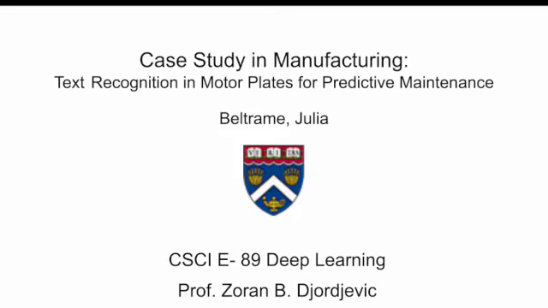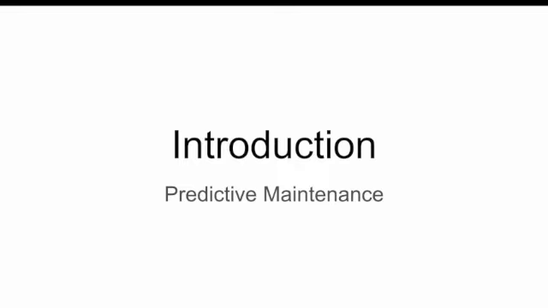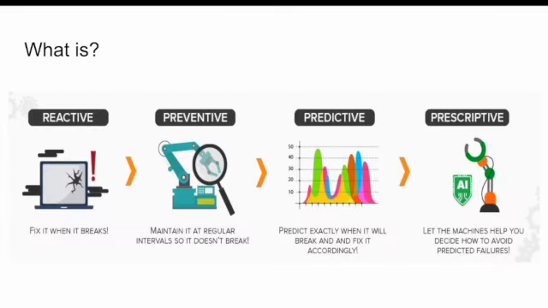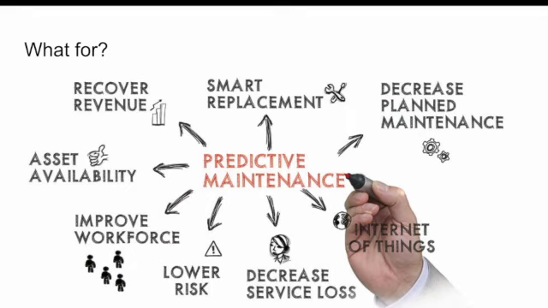Project for deep learning where I'll talk about text recognition in motor plates for predictive maintenance. What is predictive maintenance? It's designed to help determine the condition of equipment in order to estimate when maintenance should be performed. And what is it for? It's for smart replacement of machines, recovering revenue, asset availability, lowering the risk of any potential failure, and it's also used for Internet of Things. It's an application for it.